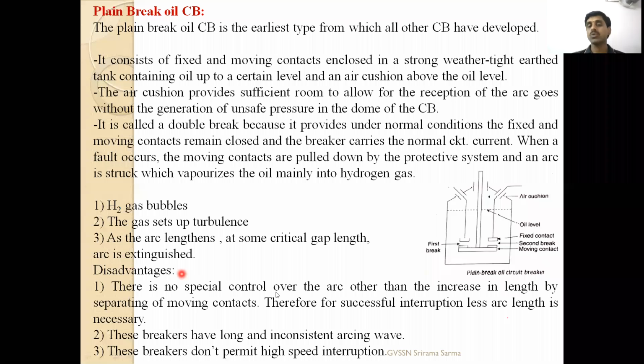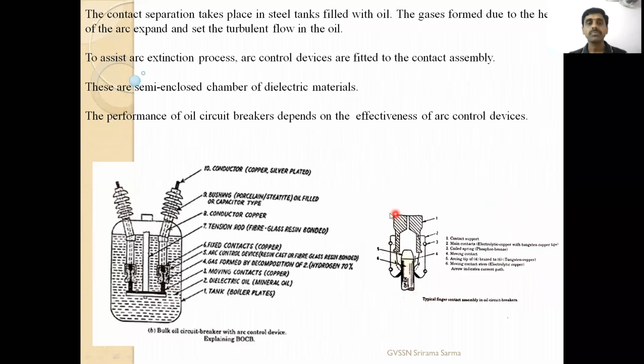What are the disadvantages? No special control is available, only the length between the contacts is increased. For successful interruption, a short arc length is necessary. So these breakers have a long and inconsistent arcing time. These breakers do not permit high speed interruption because there is no special mechanism. Only on opening, the oil is decomposed and hydrogen gas is produced. This is the only regular procedure. There is no separate mechanism for quick arc extinguishing.